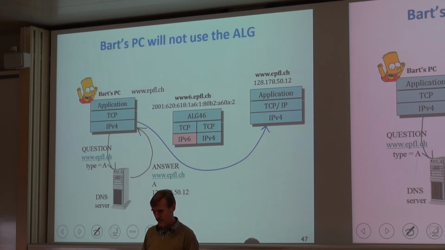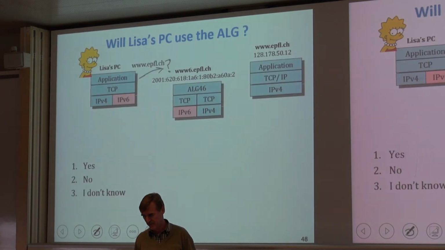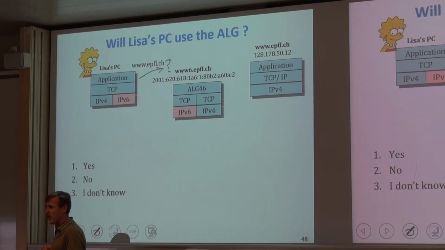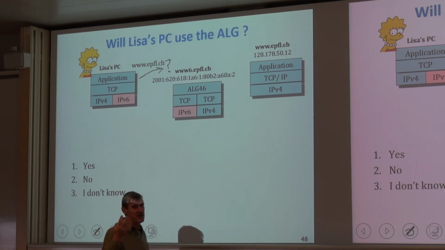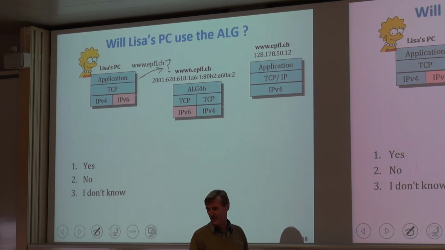Now, if BART is using IPv4, in this specific case, as a result, the PC of BART will directly go to the final server, and the application layer gateway will not be used. Right? What will happen now if Lisa, and if Homer had IPv6 only, it went through the application layer gateway. BART had IPv4 only, it didn't go. Now Lisa has both. She's smarter usually. So what will happen to her?